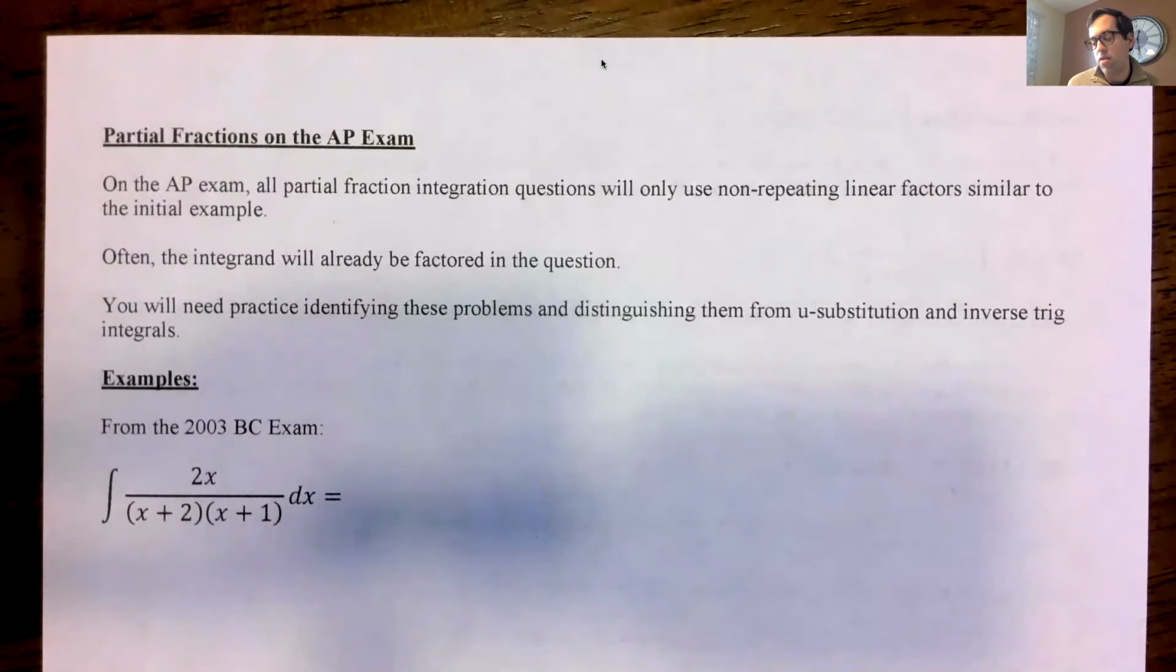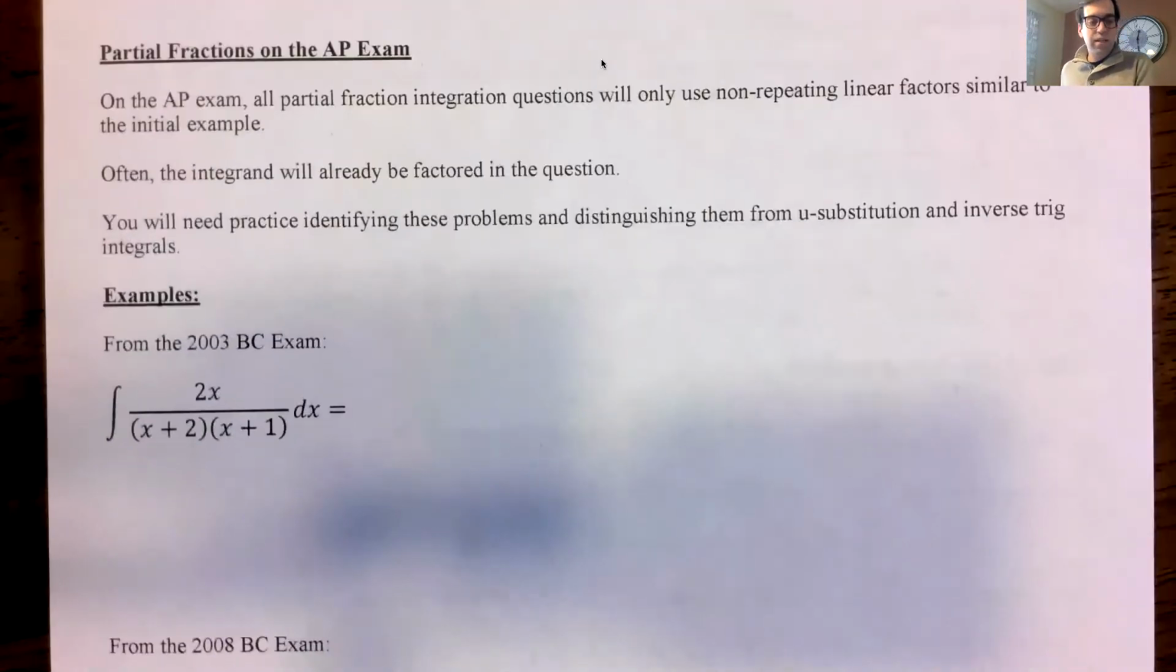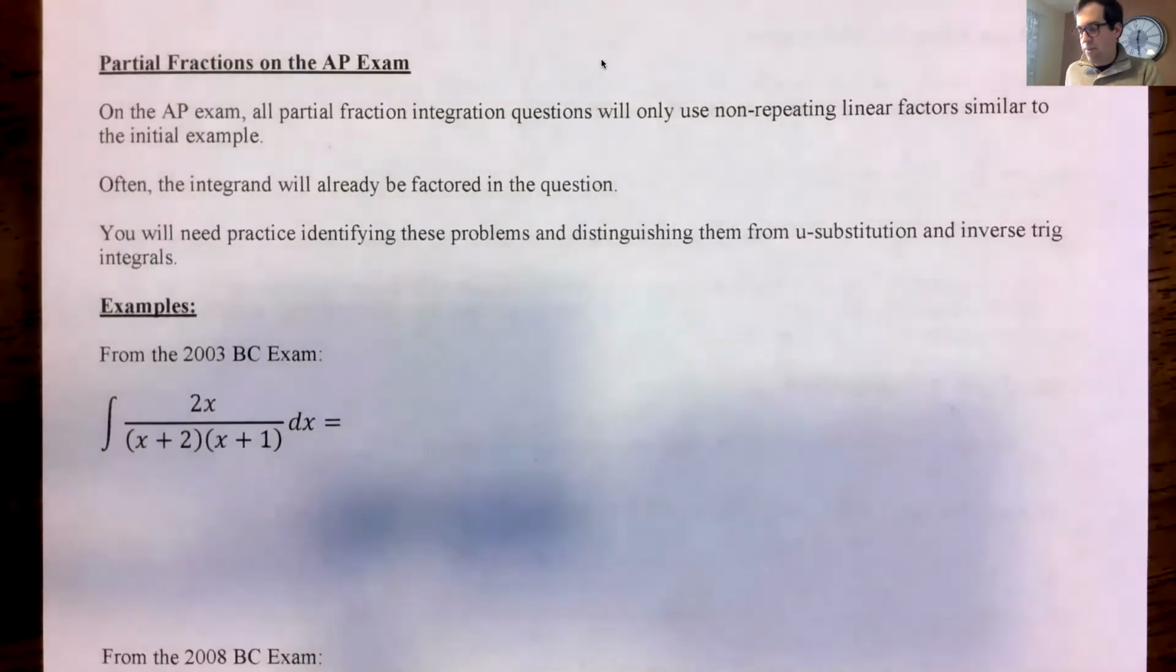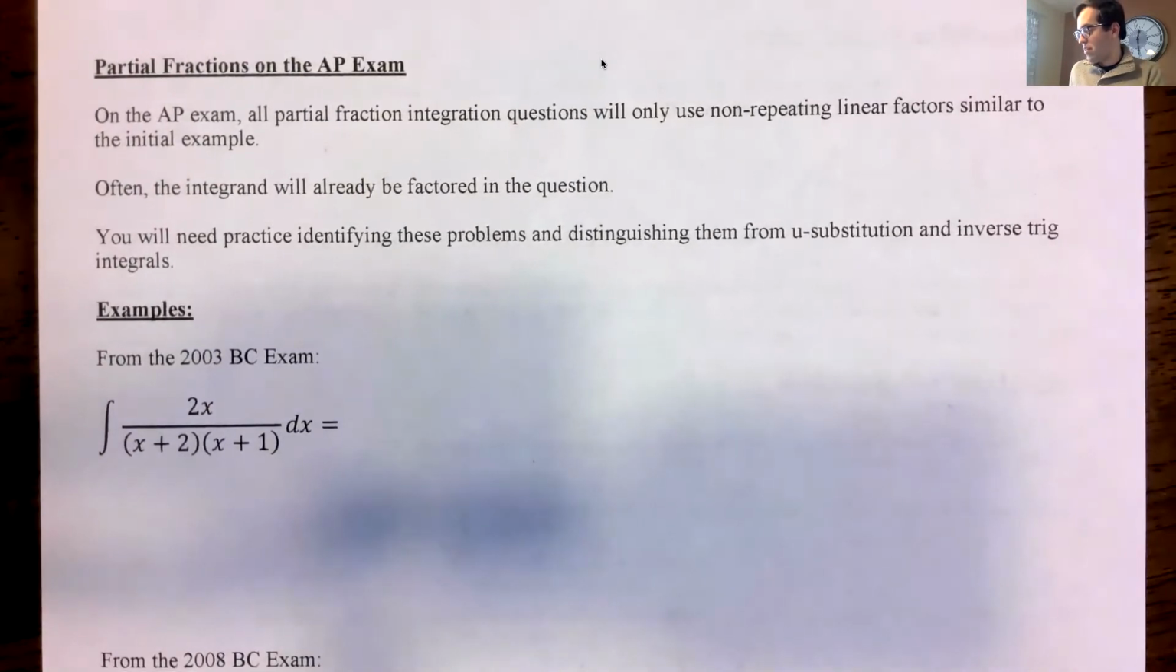So, you know, on the AP test or on a final, you're not going to know automatically that this is partial fractions. It's not going to tell you in the question. You're going to have to think through, okay, is this U substitution? Is it inverse trig? Is it partial fractions? So let's try a couple more examples. These ones are straight from former AP exams, so you can tell exactly what was on the test.